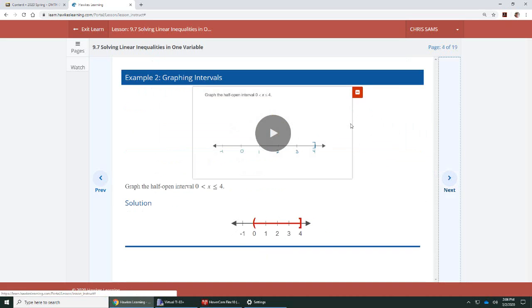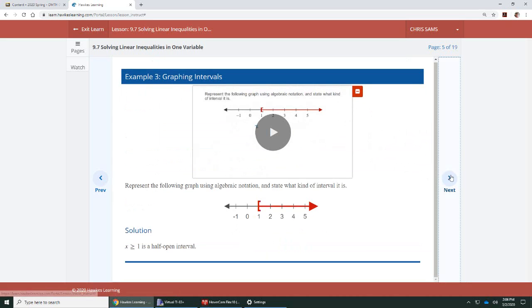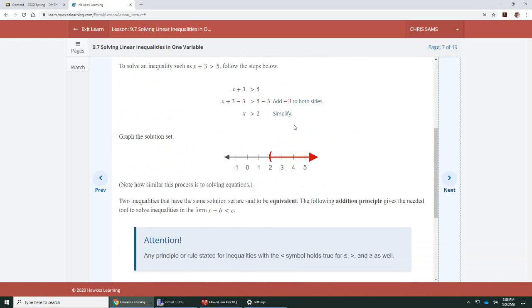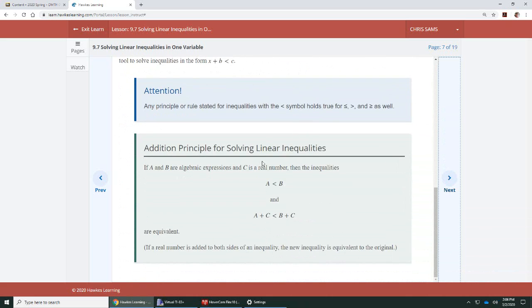Okay, so here's examples that you can look at. I just kind of want to point out the description of solving it. So down here, the addition principle. So basically, you'll have x on one side and a number on the other side. If we have to move a number or add something to cancel something out, the addition principle is just saying that whatever you add to one side, if the left side is less than the right side, if you add the same thing to both sides, the left side is still going to be less than the right side because it's the same thing.